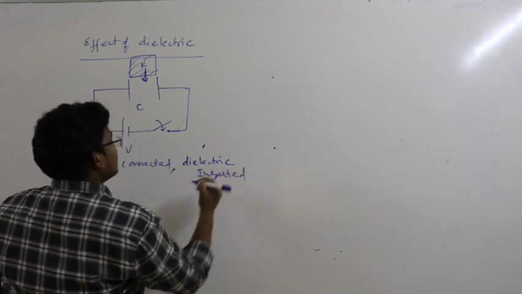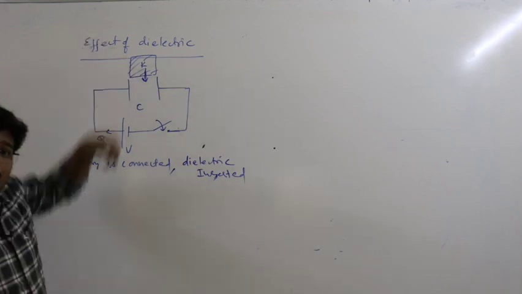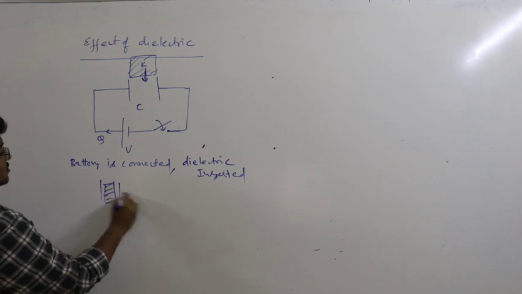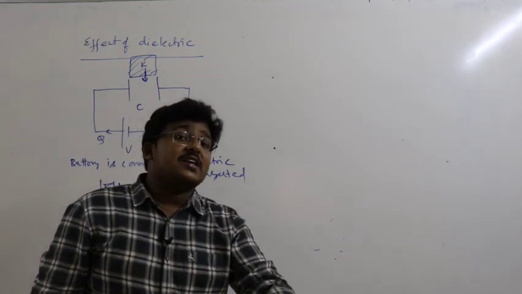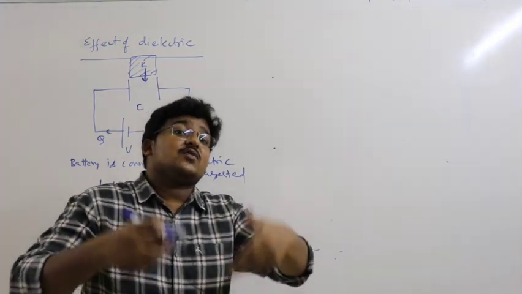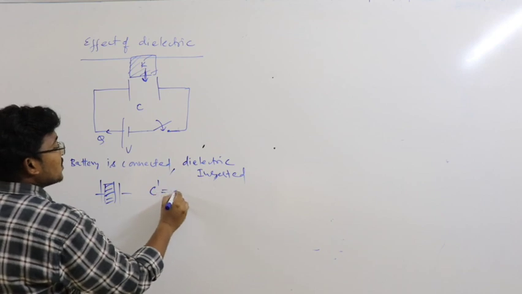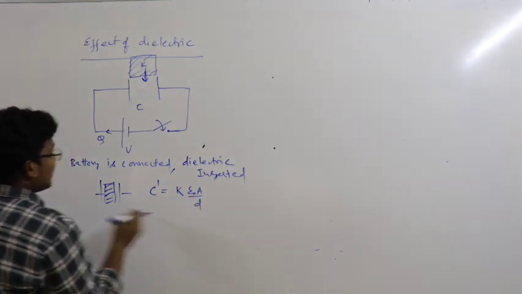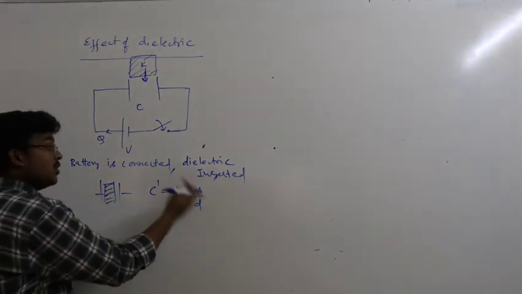Then what happens? Dielectric is kept. When dielectric is kept, you know already from the previous discussions what happens to capacitance. Dielectric will decrease the electric field, so the capacitance will be increased. You know the formula for capacitance, C dash is equal to K times epsilon naught A by D, because the medium is there, so in the place of epsilon naught we write K into epsilon naught.